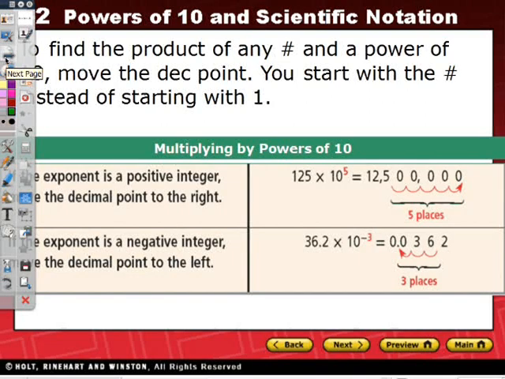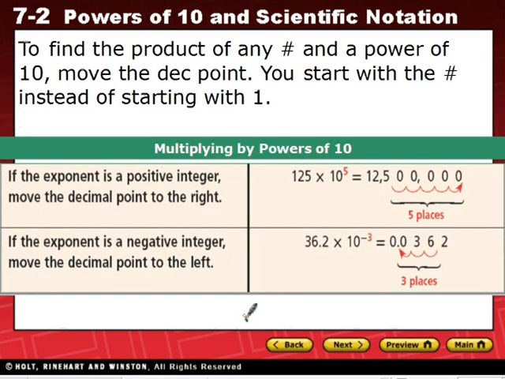Okay, next bit of your chart. We can find the product of any number in a power of 10 just by moving the decimal point. So instead of starting with 1, the way we did on the previous ones, now you're just going to start with whatever the number is, move the decimal from wherever it is. So on the first part of that blank chart below multiplying powers of 10, you're going to fill in if the exponent is a positive integer, move the decimal point to the right.